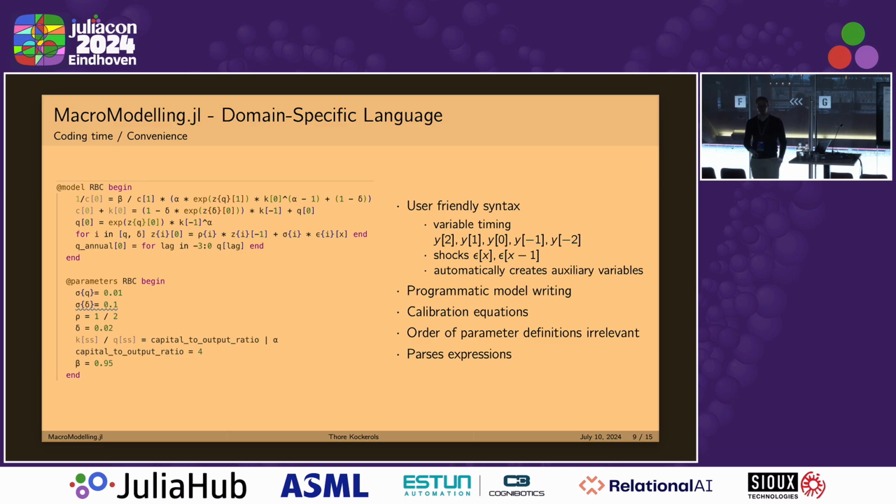Calibration equations, so automatically finding the parameters here. I want to know the alpha such that the capital to output ratio is such and such. I can write this down in this way so that it becomes part of finding the steady state problem, and it takes care of that. The order of parameter definitions is irrelevant. I use capital to output ratio before I defined it, but it figures out that, yes, I actually need this, so it puts it first.